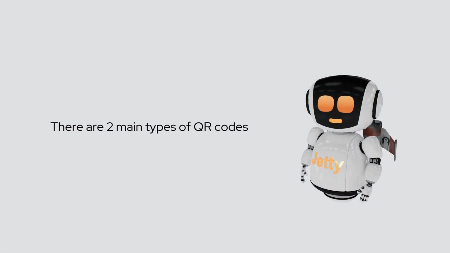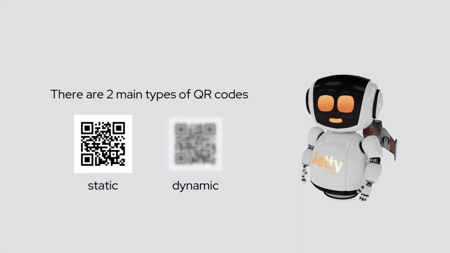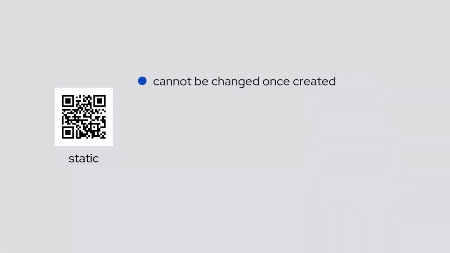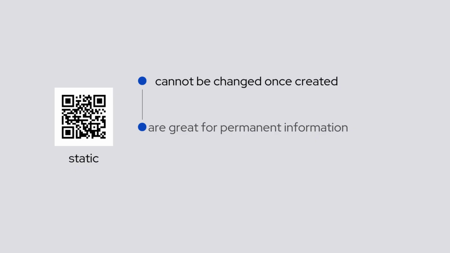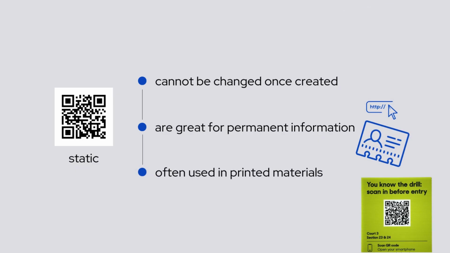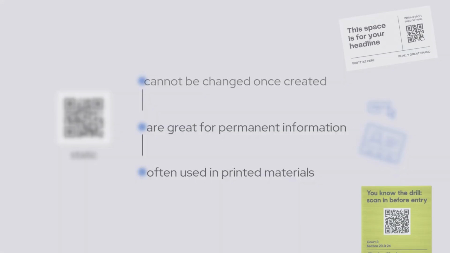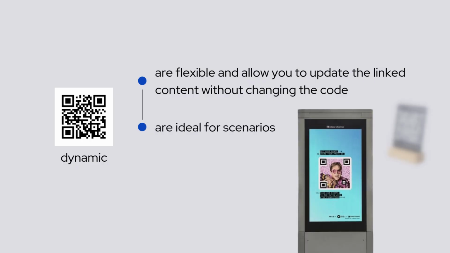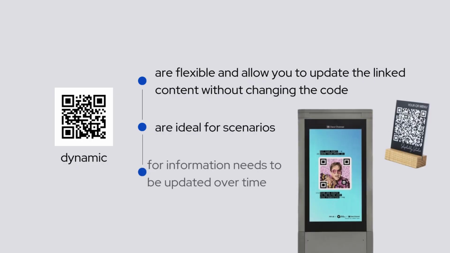There are 2 main types of QR codes, static and dynamic, each serving specific needs. The data in static QR codes cannot be changed once created. They are great for permanent information like website links or contact details and are often used in printed materials such as product packaging or business cards. Dynamic QR codes are flexible and allow you to update the linked content without changing the code itself. They're ideal for scenarios like advertising campaigns or restaurant menus where information needs to be updated over time.